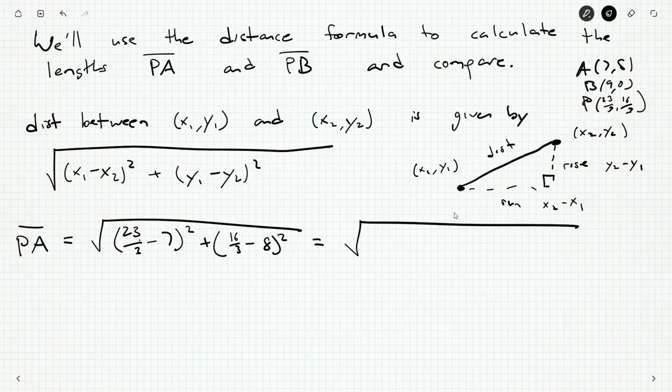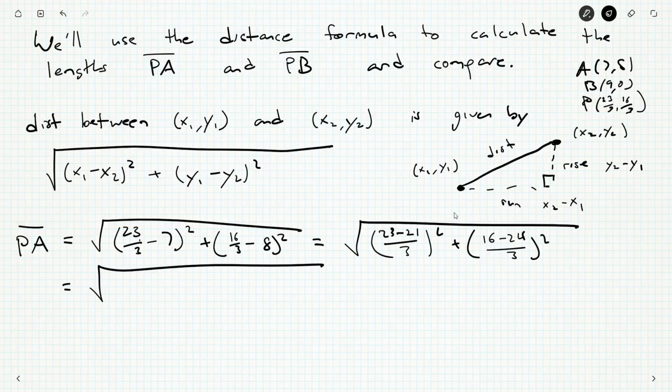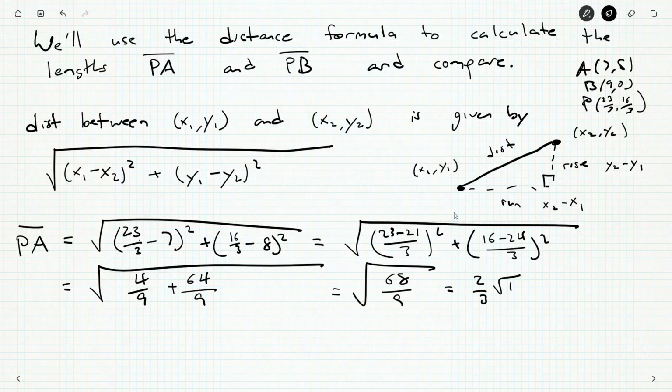So we'll put everything over 3, so (23 minus 21) over 3, and that'll get squared, plus (16 minus 24) over 3, and that'll get squared. So that's the square root of 2 squared over 3 squared, so that's 4/9, plus, and this will be negative 8, so negative 8 squared, 64/9. And that'll be the square root of 68/9. We can take out a 2/3, and then we'll have root 17. Okay. So that's the distance from P to A.